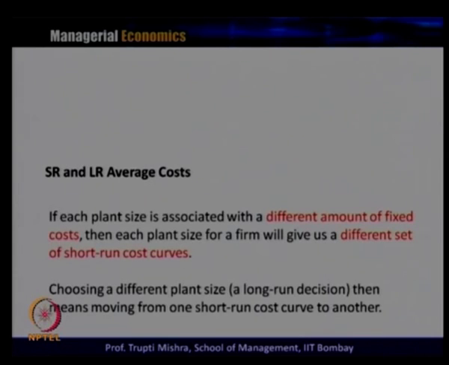Choosing a different plant size, that is a long run decision, means moving from one short run cost curve to another. Or to simplify this, when you are trying to increase the output level from one level to another level, basically it is a transition from one short run cost curve which is at the lower level of output to another short run cost curve which is at a higher level of output.